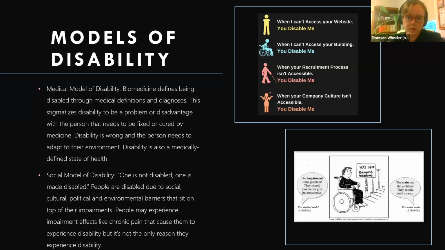And so the graphic on the top right says, when I can't access your website, you disable me. When I can't access your building, you disable me. When your recruitment process isn't accessible, you disable me. When your company culture isn't accessible, you disable me. So that and this other little comic in the bottom right, which shows a person in a wheelchair at the bottom of some stairs, and it says, "Weigh in, everyone welcome." It's a little bit small to read, but the medical model is on the left, and it says that her impairment is the problem. They should cure her or give her prosthetics, help her up the stairs. And then the social model of disability is that the stairs are the problem. They should just build a ramp. So that's the main difference between these two main models of disability.